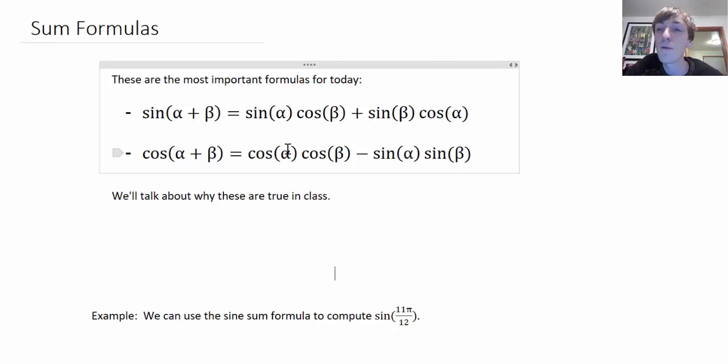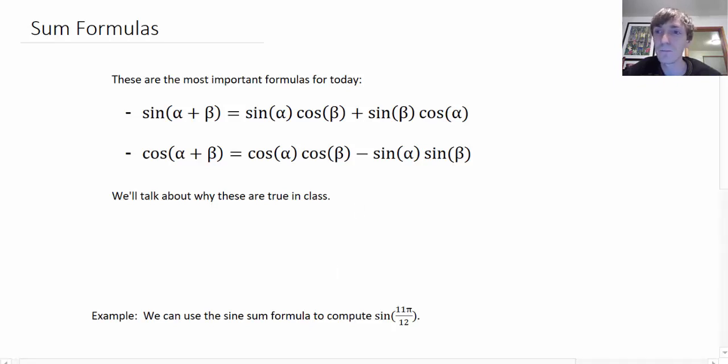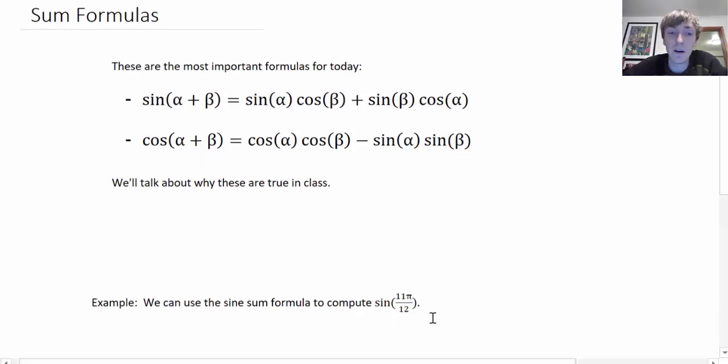Okay, but before we get to that, let's give an example of how you could use this right off the bat. Let's say we want to compute sine of 11 pi over 12. Now 11 pi over 12, you could think about where that's going to be on the unit circle, but it's not going to be one of our special values. So because it's not one of our special values, we need to do a little bit of work to find it. Okay, so I've written out the calculation here.